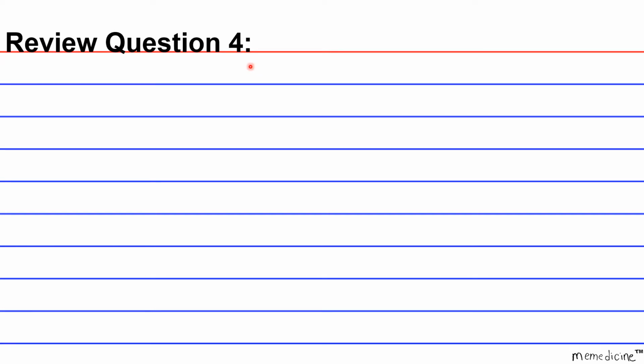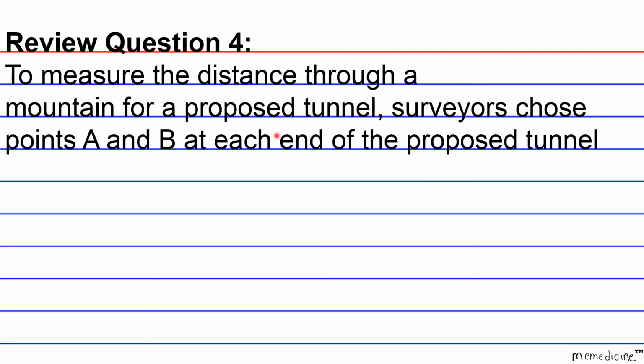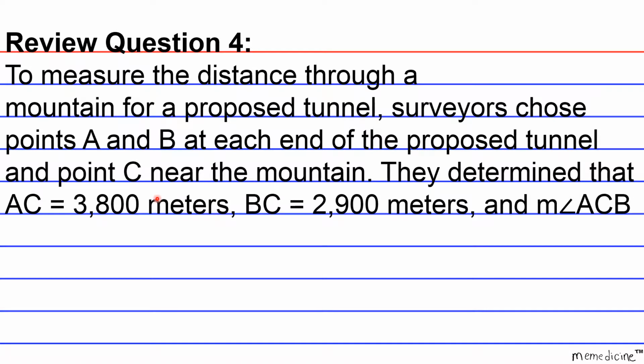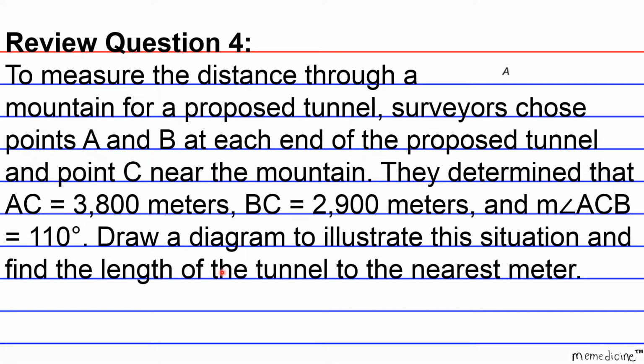Review question 4. To measure the distance through a mountain for a proposed tunnel, surveyors choose points A and B at each end of the proposed tunnel and point C near the mountain. They determine that AC is equivalent to 3,800 meters, BC is equivalent to 2,900 meters, and the measure of angle ACB is equivalent to 110 degrees. Draw a diagram to illustrate the situation and find the length of the tunnel to the nearest meter.